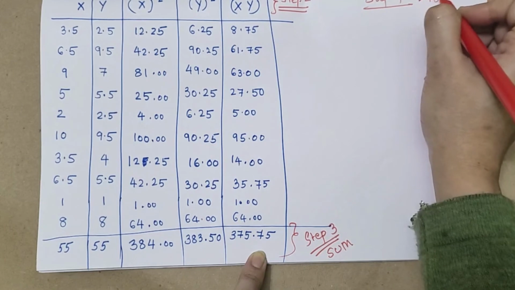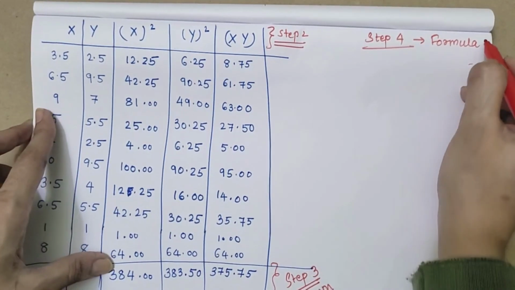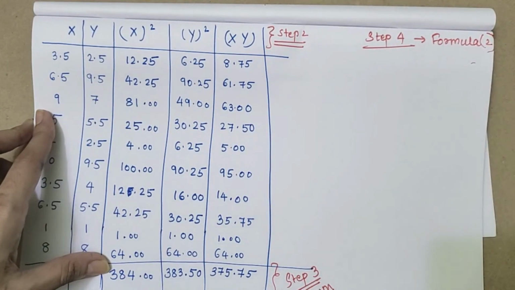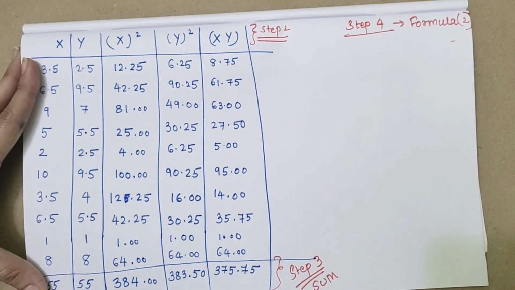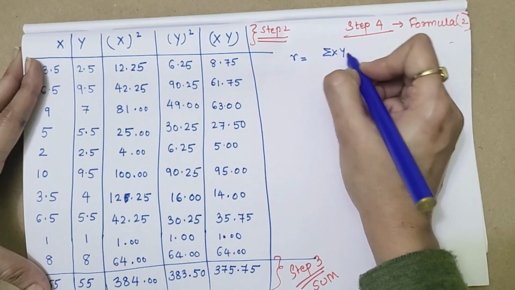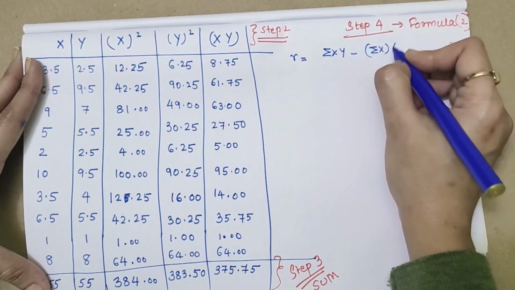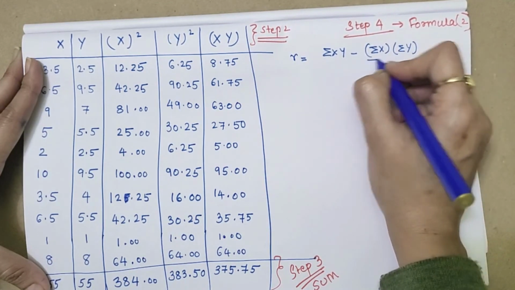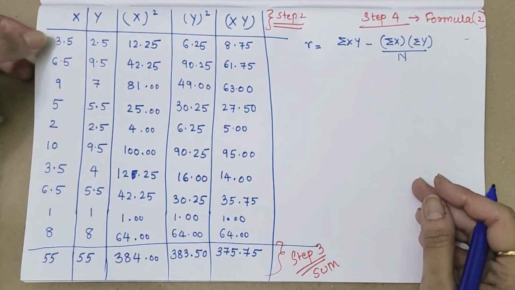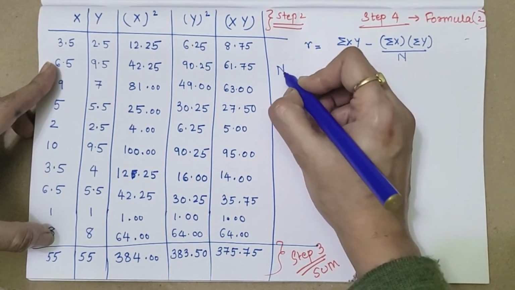What is it? Formula. And which formula will we apply? That is the second formula. Formula number 2. Now let me write down the formula. This is rho equals summation of xy minus summation x times summation y upon n. Now what is n? This is the number of elements, 1 2 3 4 5 6 7 8 9 10. So my n is 10.